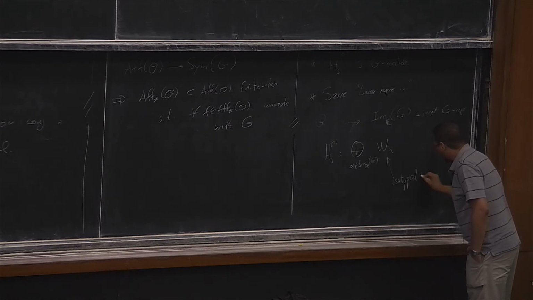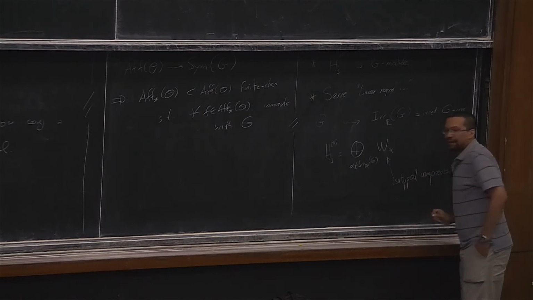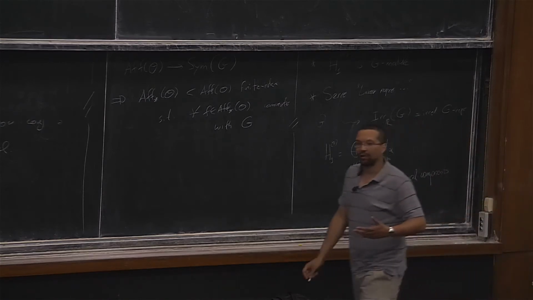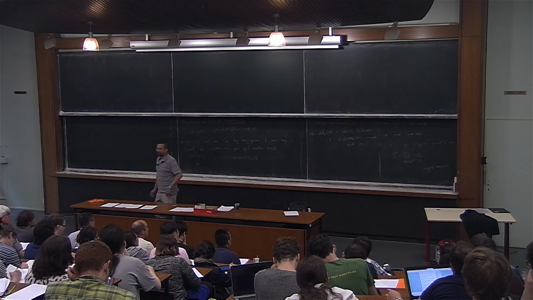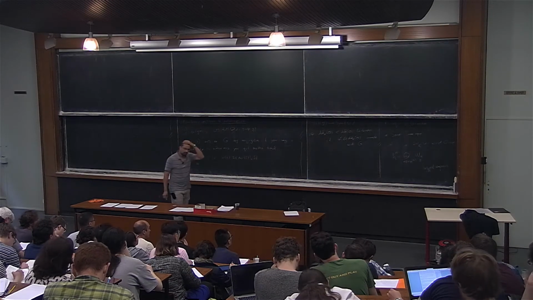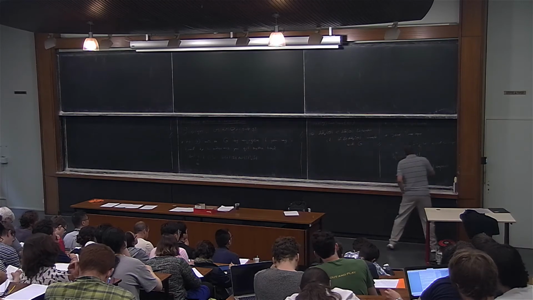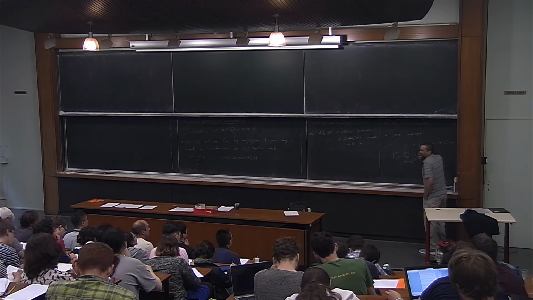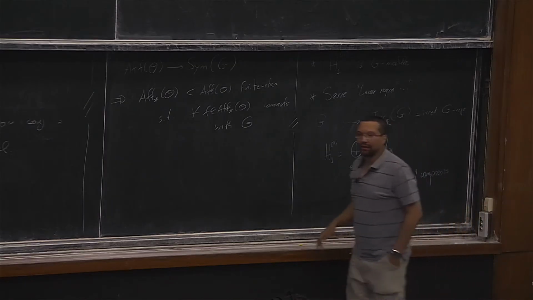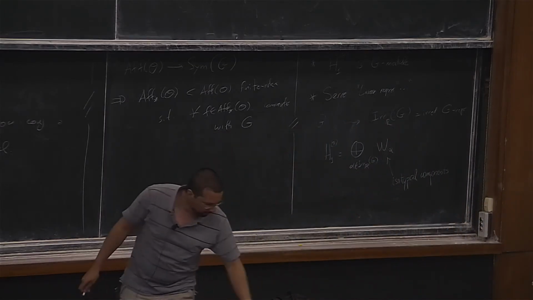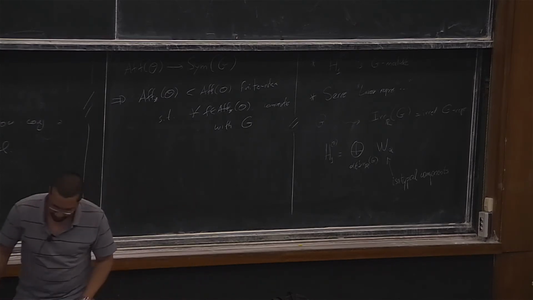Isotypical component. So it's basically the largest subspace where G acts by alpha, by the representation alpha. You collect all copies of alpha inside this guy. So these are the isotypical components. I mean, the copies of alpha are not well defined, but the isotypical component is something canonical. Okay, cool. So we are making progress on this thing.